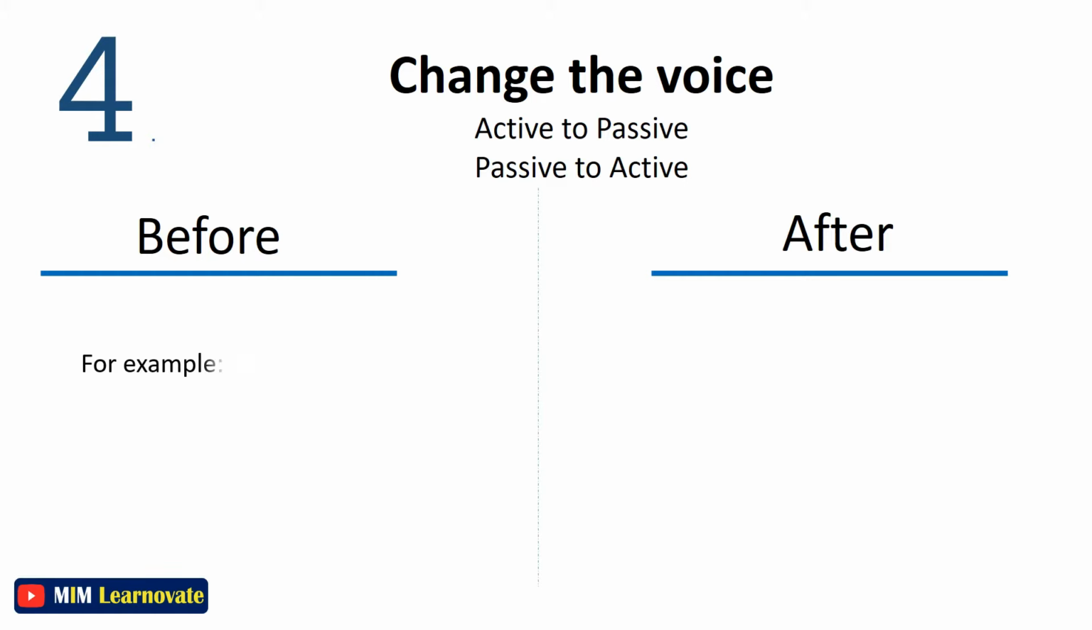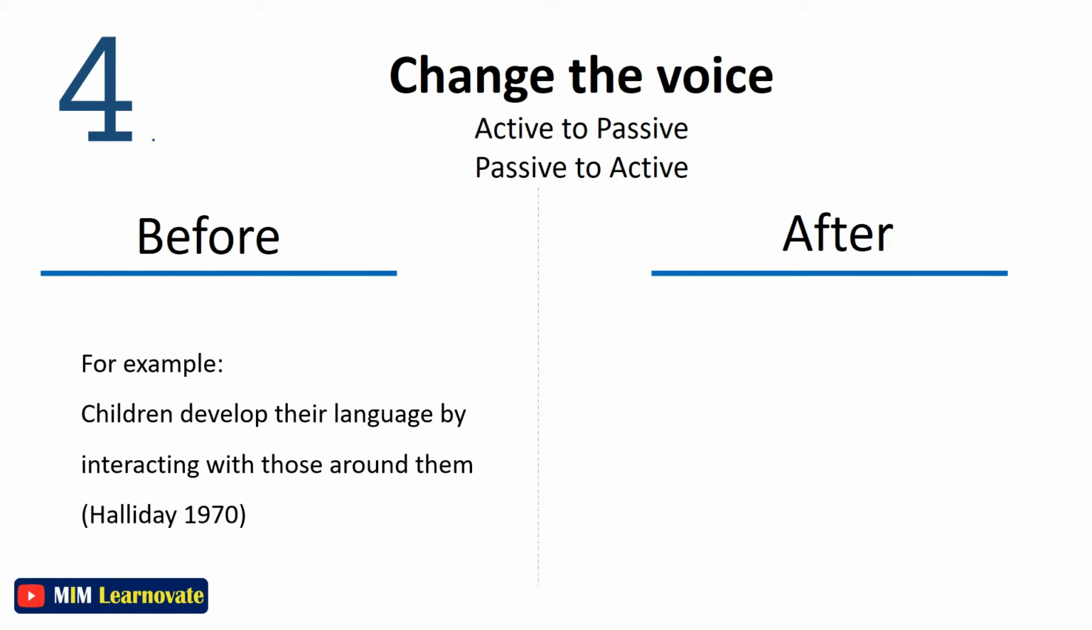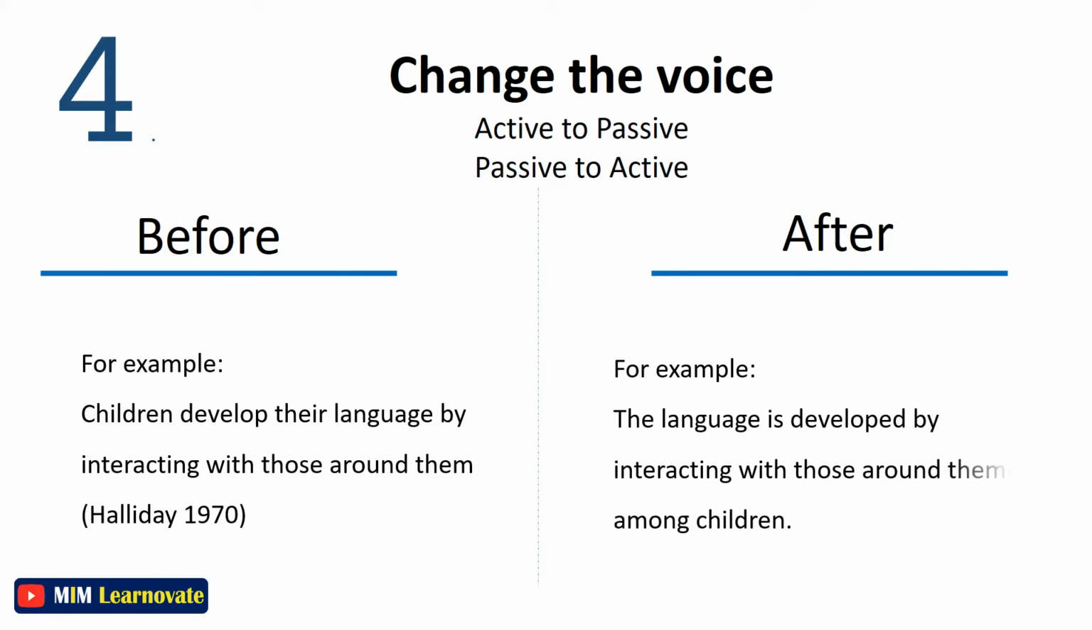For example, children develop their language by interacting with those around them. It can be written as, the language is developed by interacting with those around them among children. You can see that I have changed the voice.